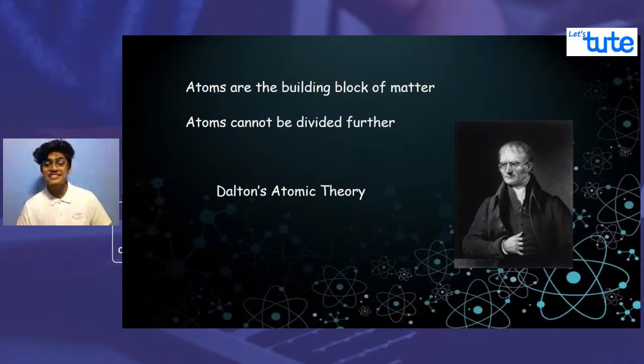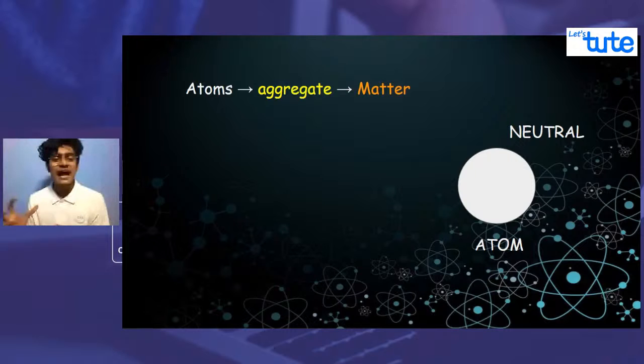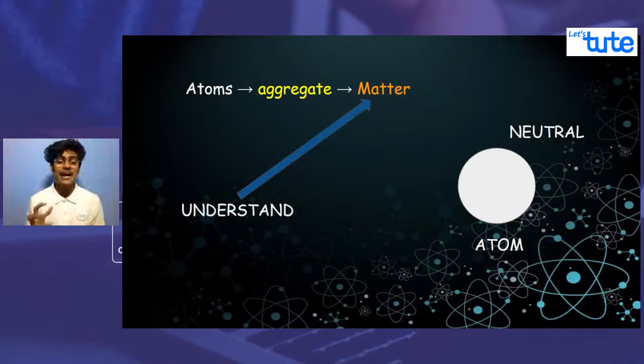Good evening, guys. So we are trying to understand why there was a need for the structure of atoms. As we know from his theory, atoms are the building blocks of matter and cannot be divided further. But we know that atoms are neutral. According to Dalton's atomic theory, atoms should be neutral. But to understand more about the atom, we can aggregate all the atoms together and study matter. So let us try to understand the various things about matter.